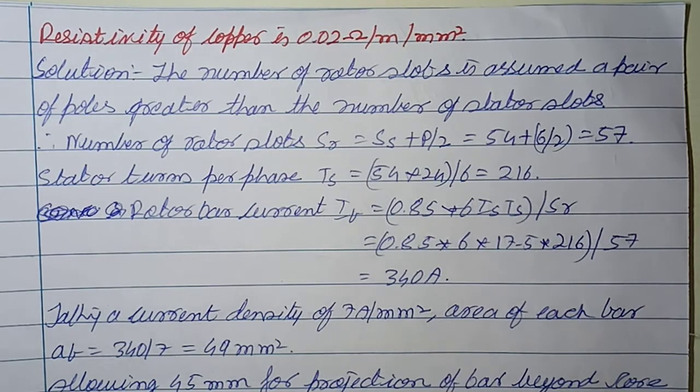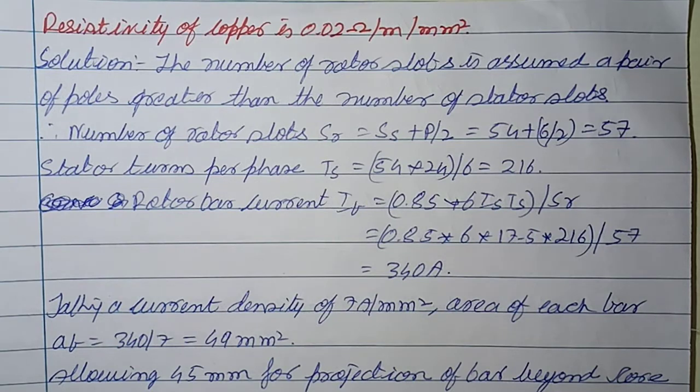Solution: the number of rotor slots is assumed to be a pair of poles greater than the number of stator slots. Okay, so we have seen this in the derivation in the principles, why it should not be the same, or why it should be more or less. The number of rotor slots SR is equal to SS plus P by 2. So 54 plus 6 by 2, which is 57. So stator slots are 54 and rotor slots are 57.